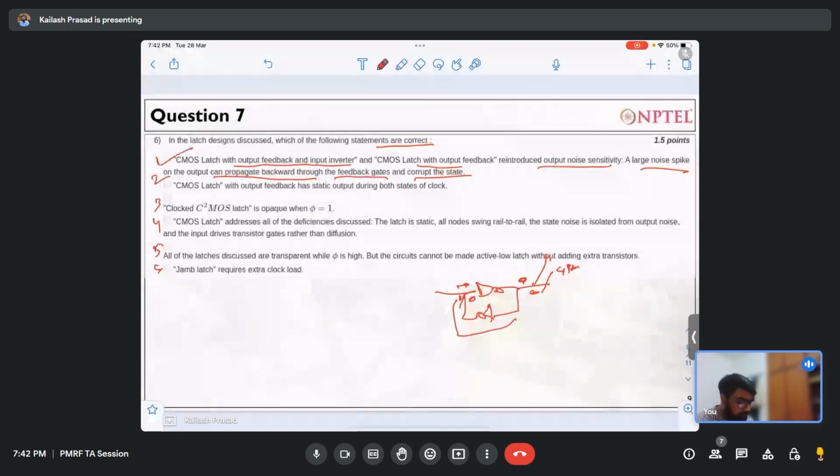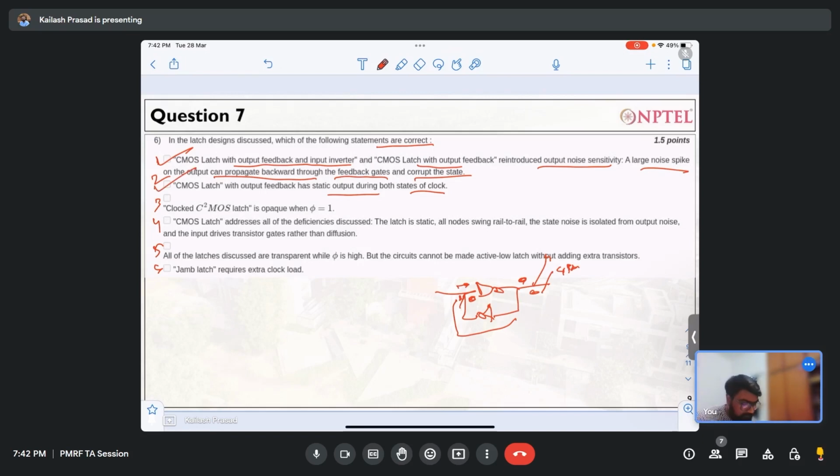Now the second statement: CMOS latch with output feedback has static output during both the states of the clock. That is also correct, because the output is actually fixed. Whether it is 0 or 1, in both states the latch output remains the same. The latch output doesn't change. That is the reason it is a latch, so this statement is also correct.